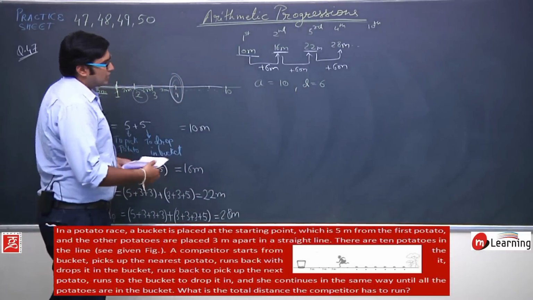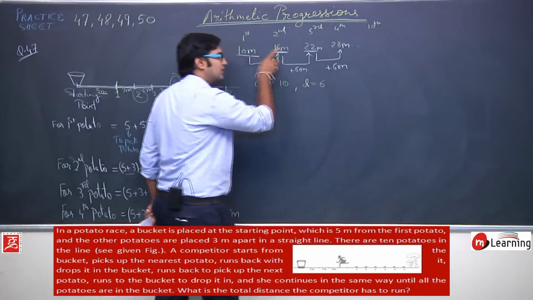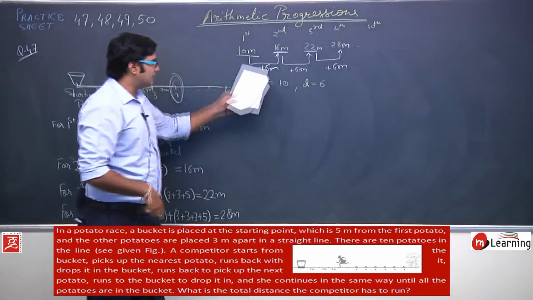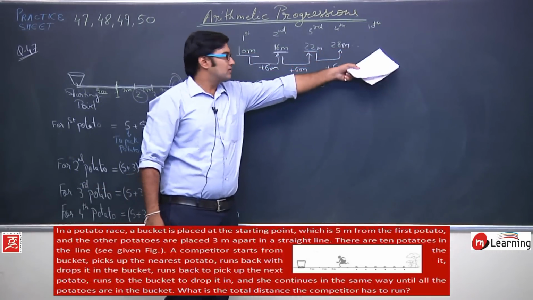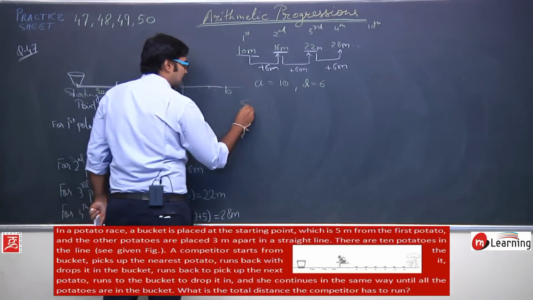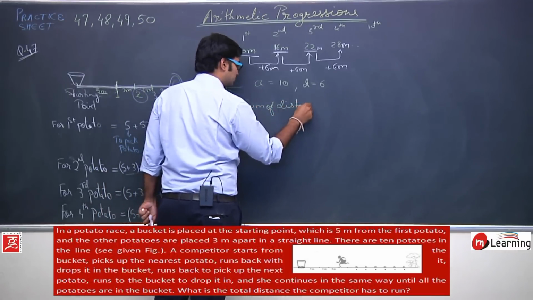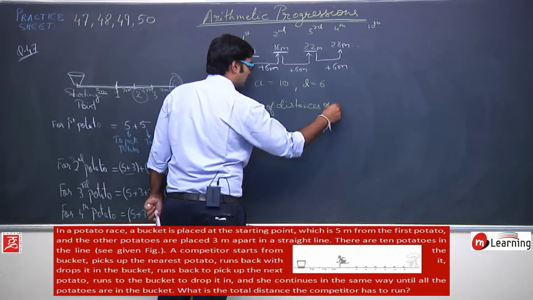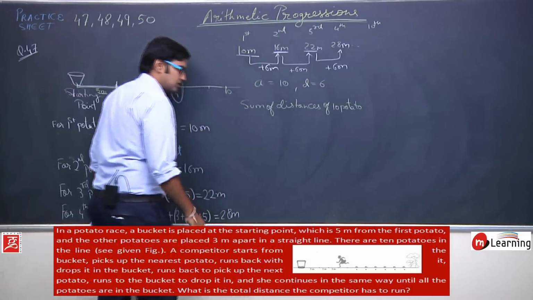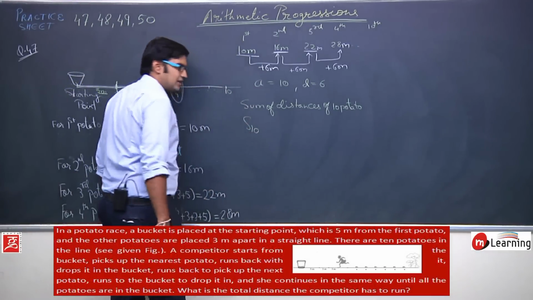Okay, and I need to calculate the total distance. It means I need to add all the distances starting from 10 meters for the first potato to the 10th potato, whose value I don't know. So I need to calculate the sum of distances of 10 potatoes. Okay, sum of distances of 10 potatoes, that is S10, that is what I need to calculate.